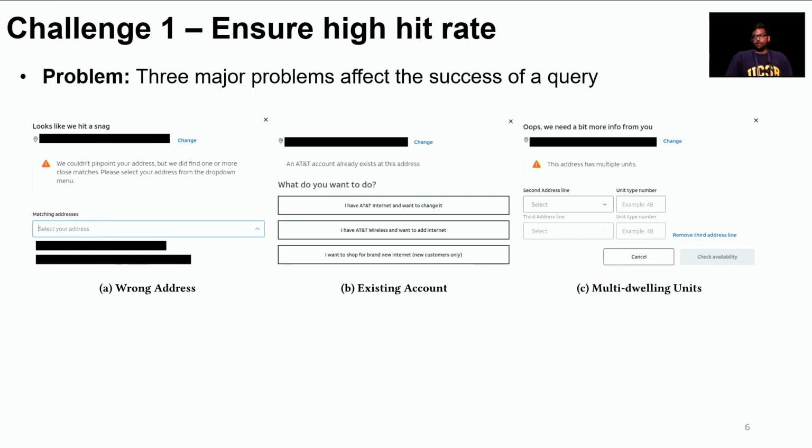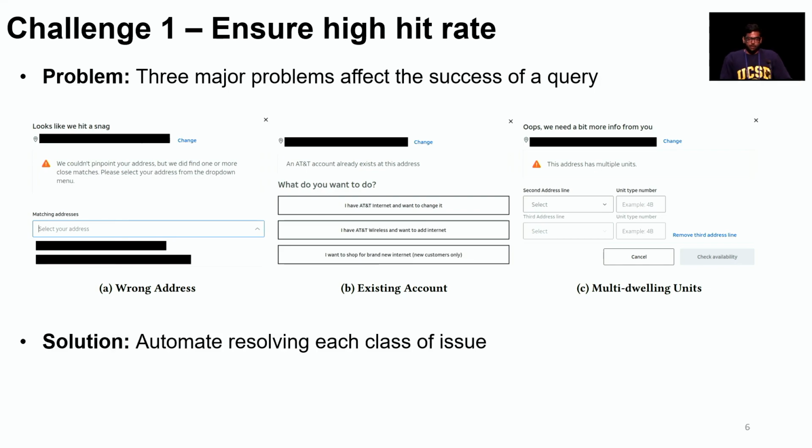And the final one is that of multi-dwelling units, which are apartment buildings. So it's a single address that has many, many units in there. As such, the website prompts an error that says this street address is not just one house, it contains many units. Because our objective is to improve the hit rate, we carefully study each of these: how would a regular user end up bypassing these errors? And we incorporate those logics into the tool for individual ISPs.